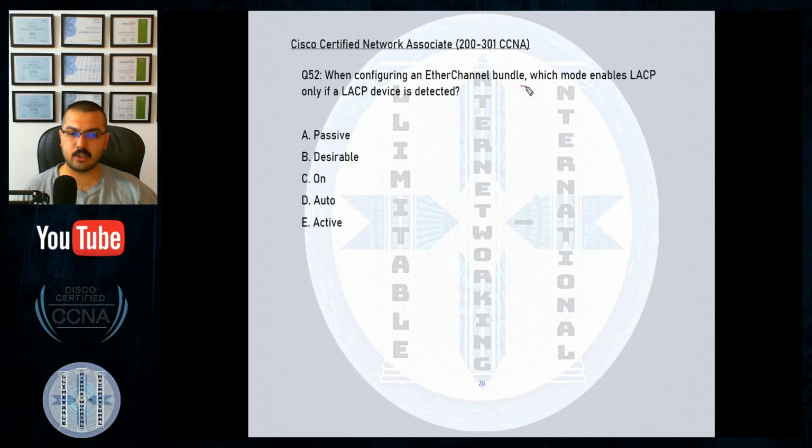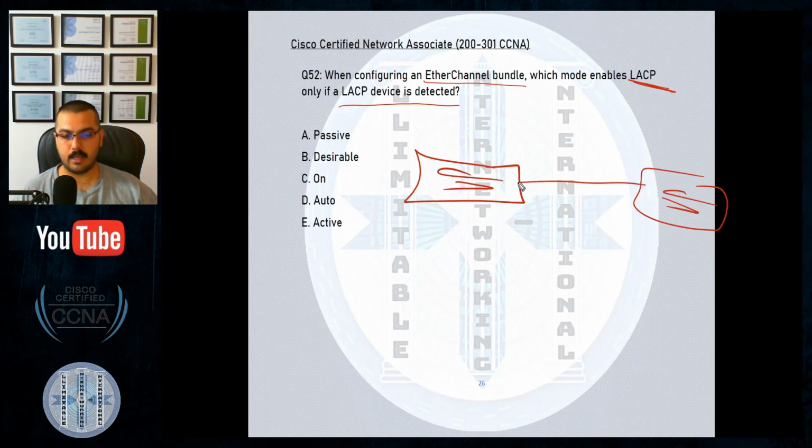52. When configuring an EtherChannel, which mode enables LACP only if a LACP device is detected? That is really tricky, because if I have a switch and another switch, connected with more than one interface and bundled on both sides, which mode on this switch will enable LACP after some other guy sends me a LACP negotiation message? Who would always send a LACP negotiation message? Another port that is definitely an active port.